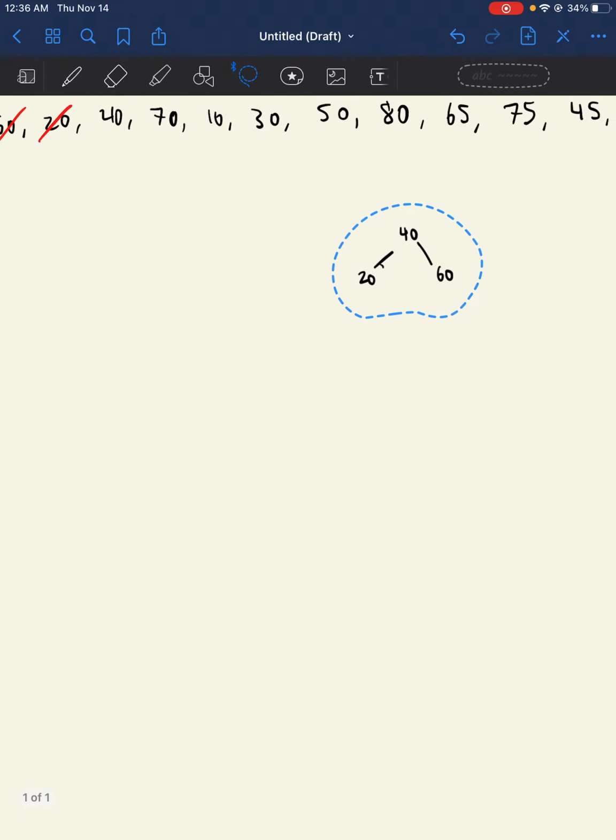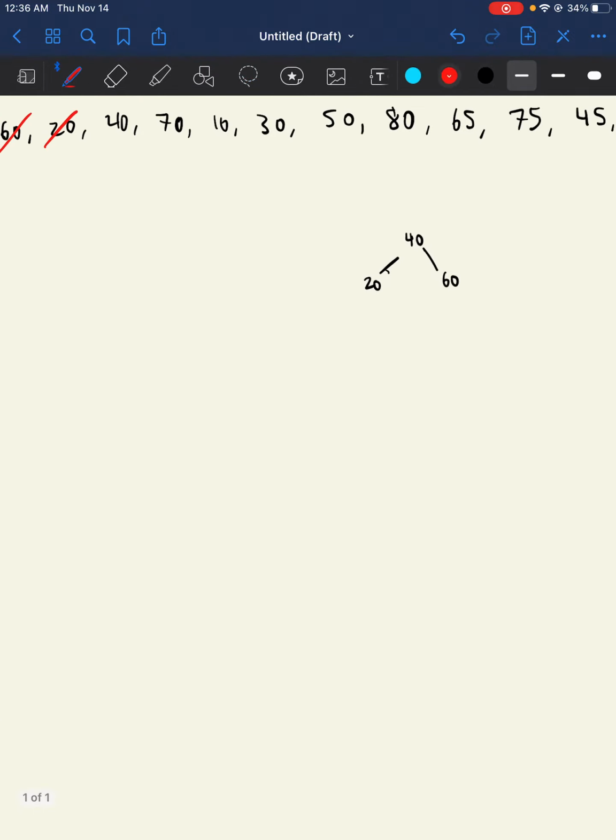All right, let's see what our next number is. 70. All right, so 70 is bigger than 40. 70 is also bigger than 60, so it goes right here. Balance factor is 0. Balance factor of 1. Also balance factor of -1. So no problems there.